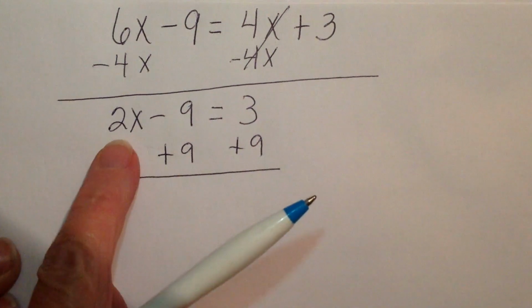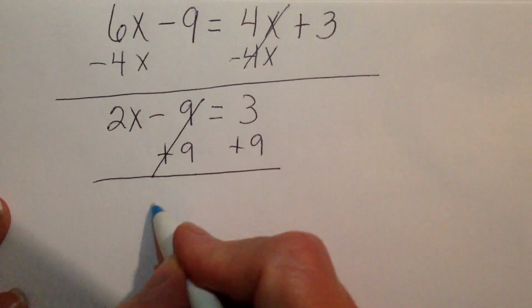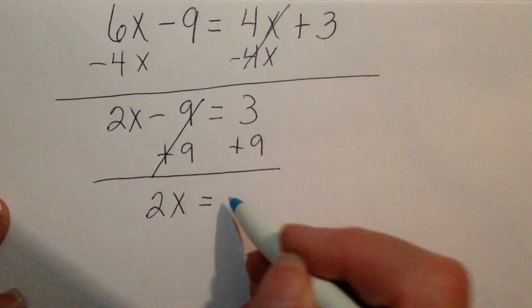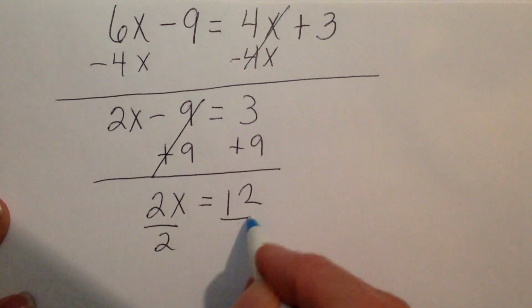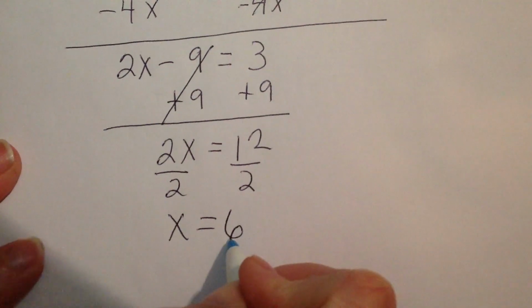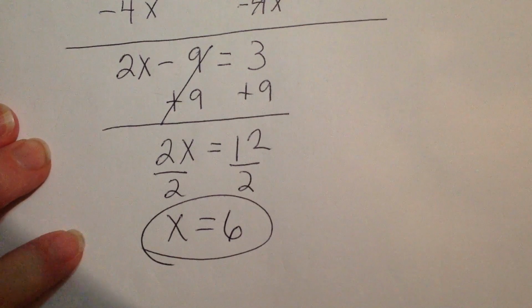Next, let's add 9 to both sides. You're isolating the variable. You want to get the variable by itself. The 9's cancel. We end up with 2x equals 12, since 3 plus 9 gives you 12. Next, divide both sides by 2. So x is equal to 6. The same answer that I got when I used the algebra tiles.